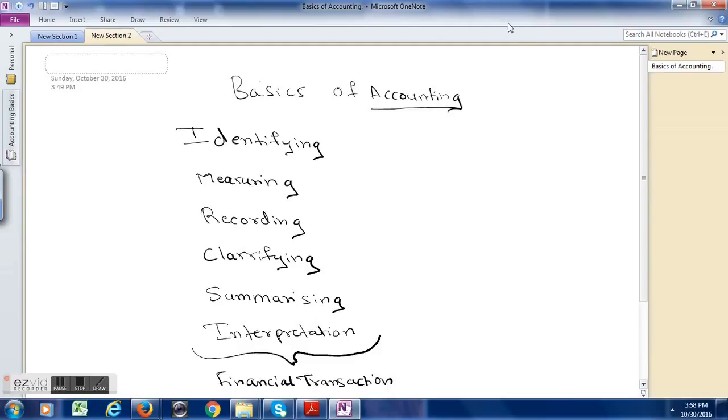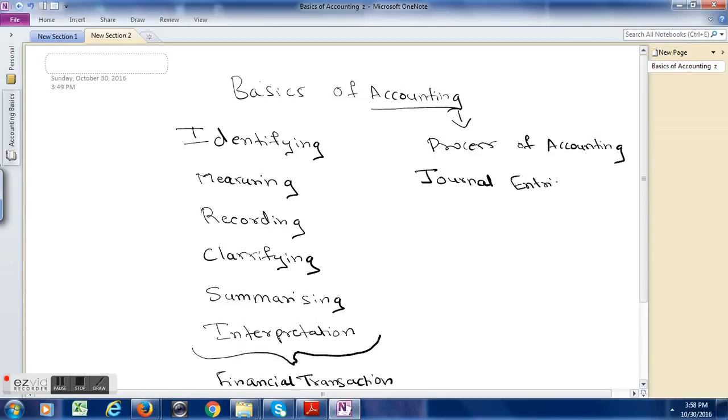So let's understand the process of accounting. The first step of accounting is journal entries. Journal entries is the basic step of accounting wherein you record a particular transaction. The details of that particular transaction are recorded in the journal entries.